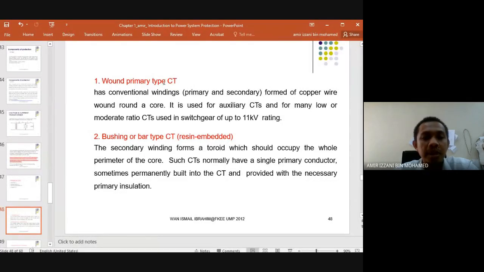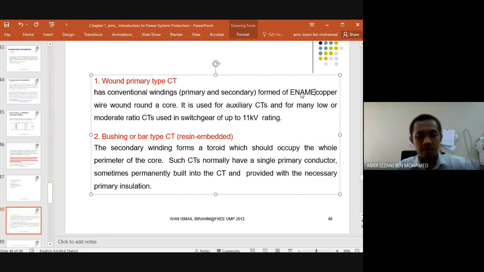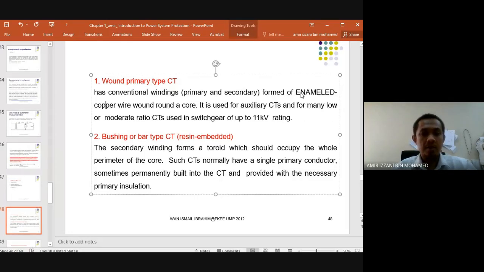Wound primary type CT has conventional windings, primary and secondary, in the form of copper wire wound round a core. Okay, this is not merely a copper wire, it's an enamel copper wire. It's insulated copper wire, not a bare copper wire. It's used for auxiliary CTs and for any low or moderate ratio CTs used in switchgear of up to 11 kV.